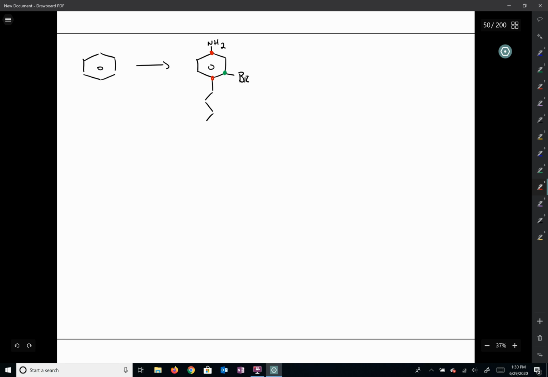What I mean is this. Our amine is an activator. Our alkyl group is an activator. Our halogen is a deactivator. Now remember what we talked about with activating and deactivating. We're talking about actually letting the reaction happen. We activate the ring towards electrophilic aromatic substitution.